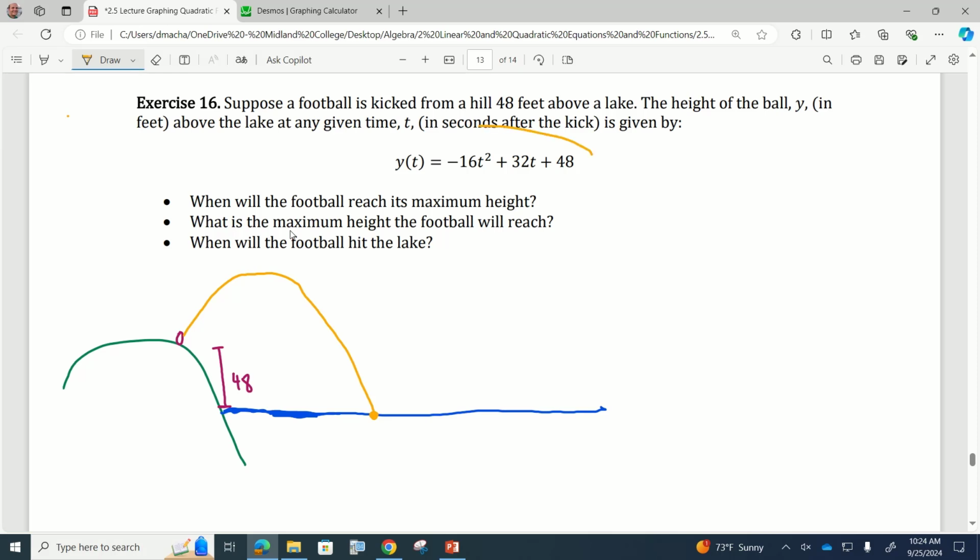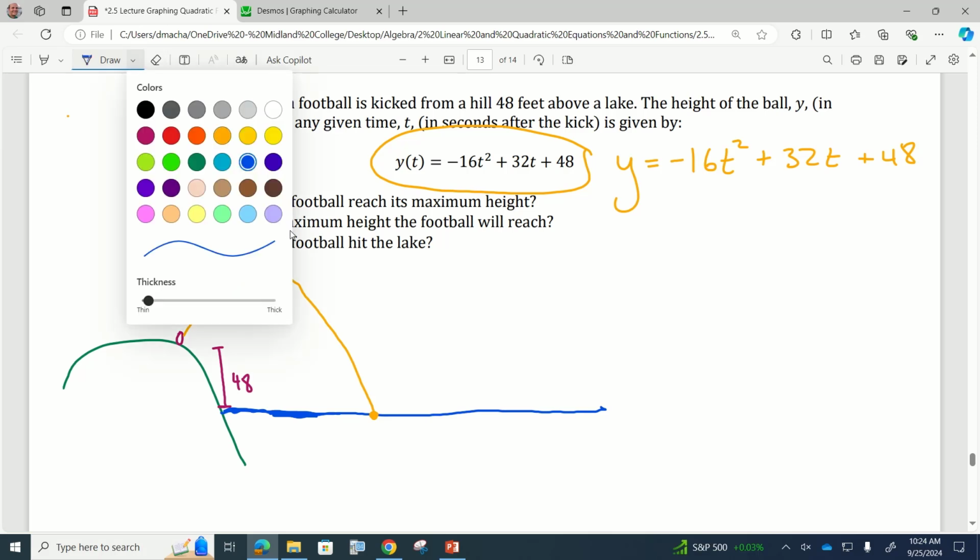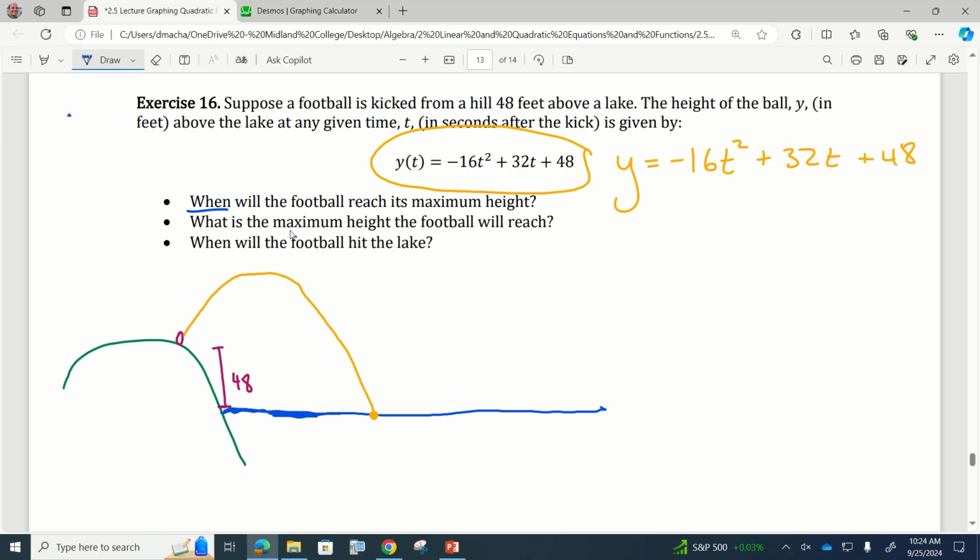I'm actually given a function where y represents the vertical height of the football, and t represents the number of seconds after the ball is kicked. So if you tell me how long it's been since we kicked the ball, I can tell you the height of the ball according to that function. The first question says, when will the football reach its maximum height?